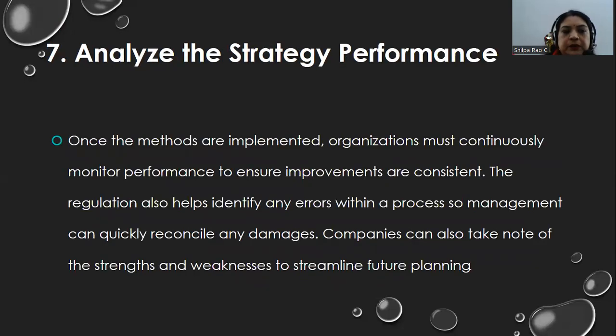Then, once the strategy has been implemented, it is important that we analyze the strategy performance: whether the specific strategy you have adopted to increase sales and maintain a relationship with the customer has actually benefited the company or not. So here, as the methods are being implemented, the organization must continuously monitor the performance to ensure improvements are consistent. The regulation also helps in identifying any errors within a process so the management can quickly reconcile any kind of damages. Companies can also take note of strengths and weaknesses to streamline future planning.